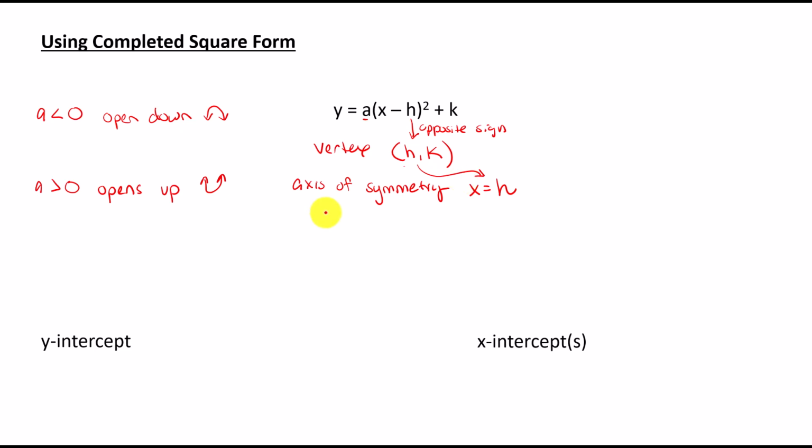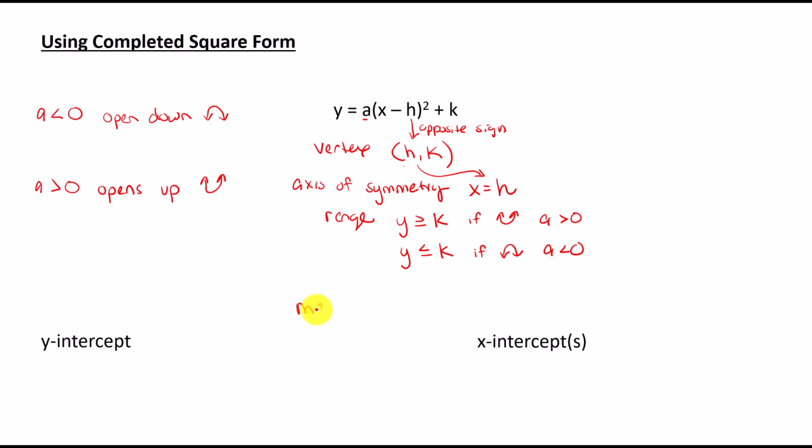Okay, now for my range. Remember, my range is either going to be y is greater than or equal to, or y is less than or equal to. And how do we determine which one it is? Well, first of all, it's always going to be the k value. It's always going to be this y value of my vertex for my range. But it's going to be greater than or equal to if my graph opens up, which remember means that a was greater than 0. And it's going to be less than or equal to if my graph opens down, where a was less than 0. So it's important to understand that.